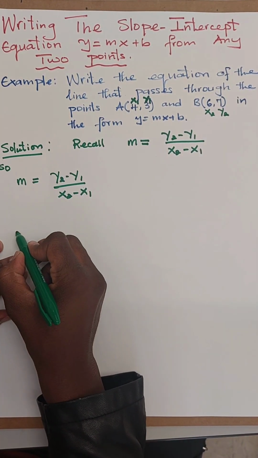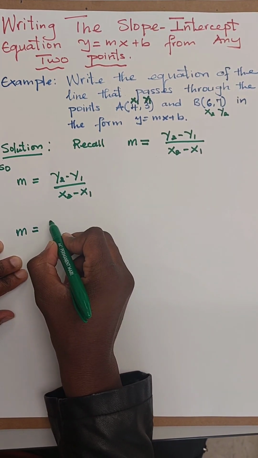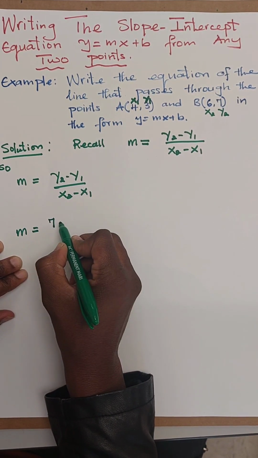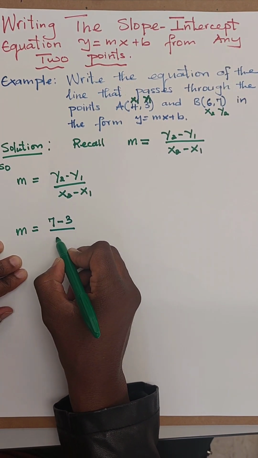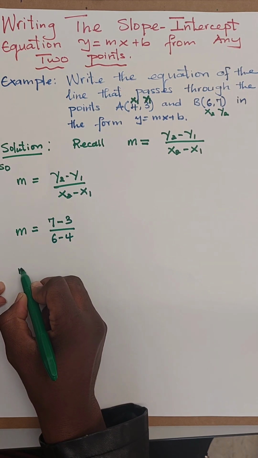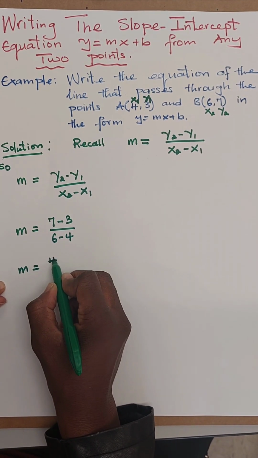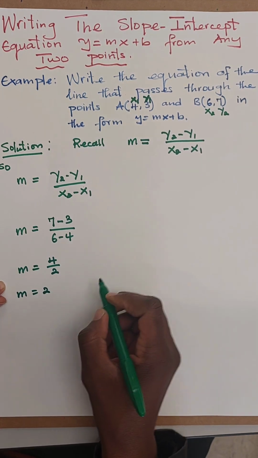So that the slope is, now I'll replace those letters with numbers. 7 minus 3 divided by 6 minus 4. When I simplify this, the slope is 4 divided by 2, and so the slope is 2.